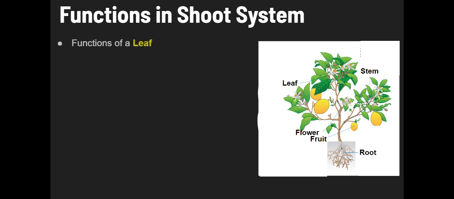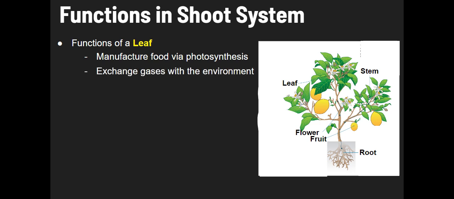Now let's talk about the functions in the shoot system. So I told you that leaves are a part of the shoot system. Here are the functions of a leaf. They manufacture food for the plant by doing photosynthesis. They exchange gases with the environment. They store food and water.